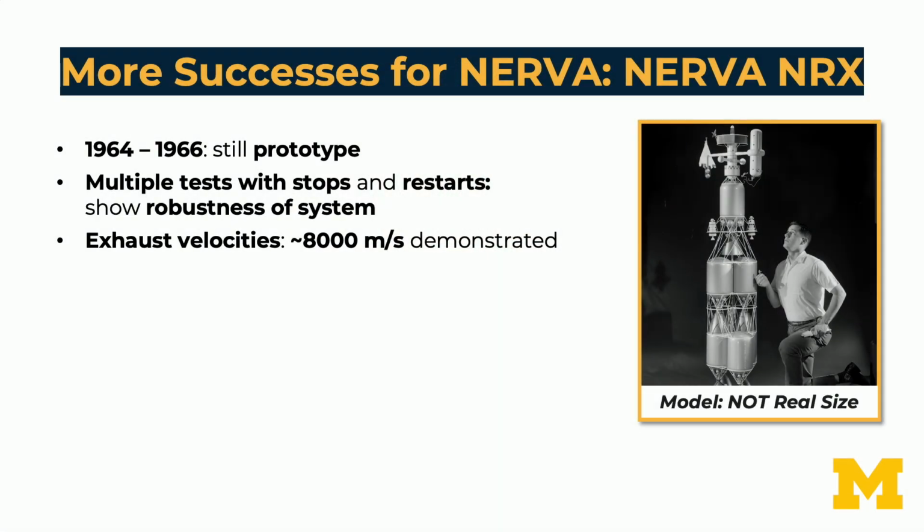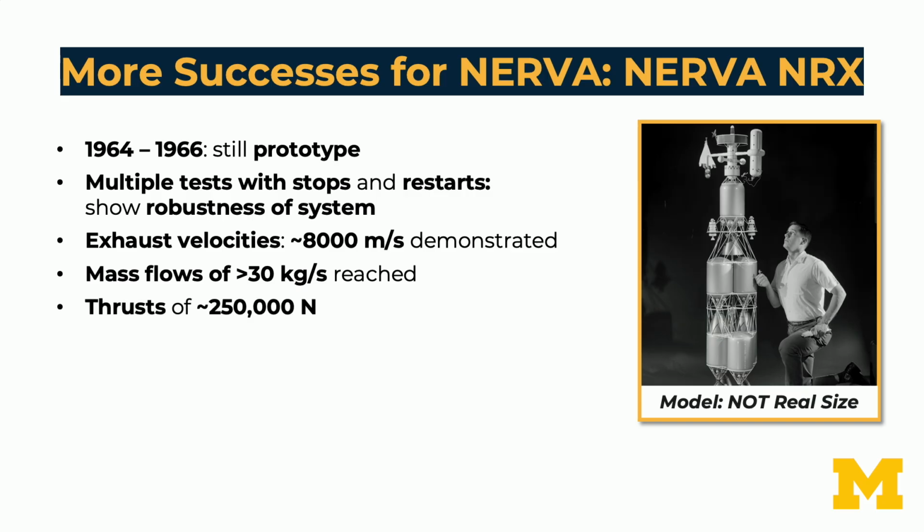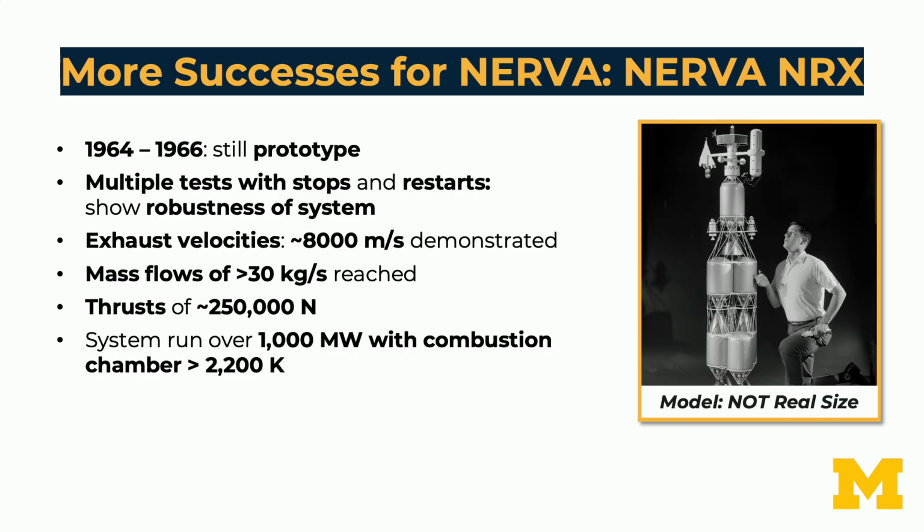The exhaust velocities that were produced were around 8,000 meters per second, which is really, really good. And the mass flow rates were about 30 kilograms per second. And that gave you a thrust of about 250,000 newtons. So the system was run with over 1,000 megawatts, with the combustion chamber reaching over 2,200 K. And it ran for about 15 minutes.